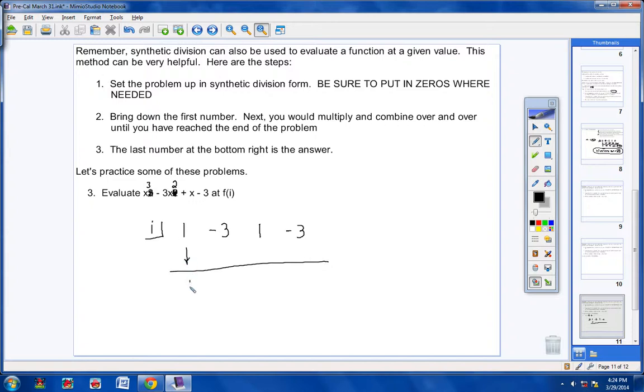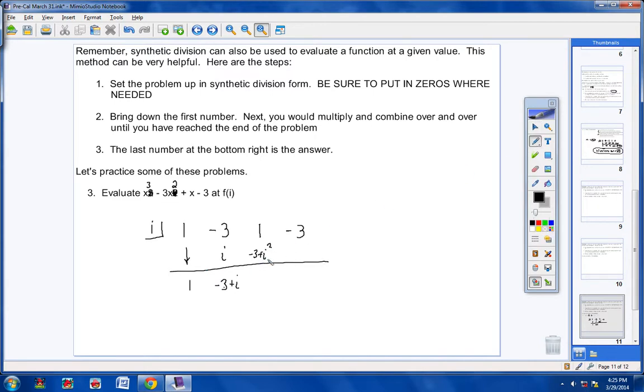We're going to bring down the first number and then multiply and combine over and over. So i times 1 is just i, and when you combine these two you'll get negative 3 plus i. Do you see that okay, students? You can't really combine negative 3 and i, so we put negative 3 plus i. Now we take negative 3 plus i and we multiply it times i. We would get negative 3i plus i squared, because I multiply i times negative 3, that's negative 3i, and then I multiply i times i gives me i squared.